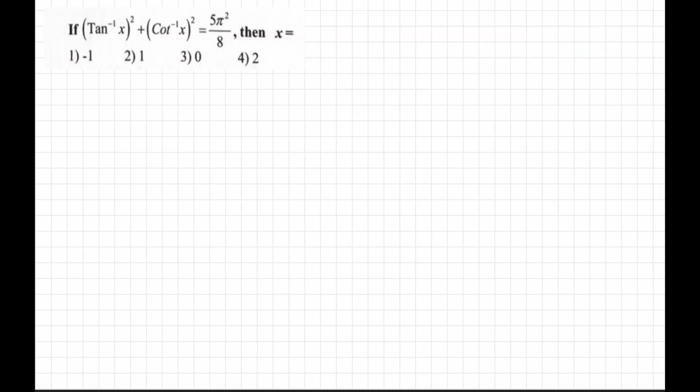Here we have (tan inverse x) squared plus (cot inverse x) squared is equal to 5 pi squared by 8. We have to find the value of x. So let us begin with the solution, students.